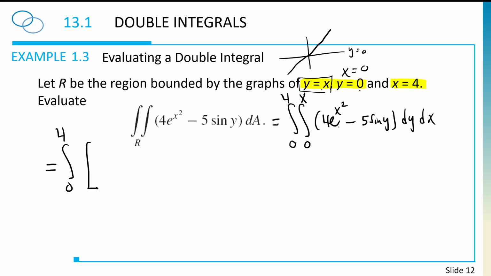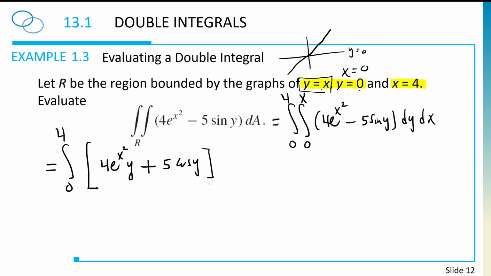4e to the power of x squared. This is a constant now with respect to y. So what should be the integration? 4e x squared y minus, I'll move to the second one. This is a function of y. So what's the integration of 5y, sine of y? This is negative cosine. And I have negative already, so this is plus 5 cosine of y.